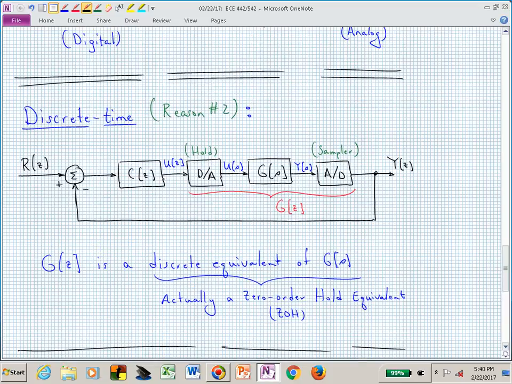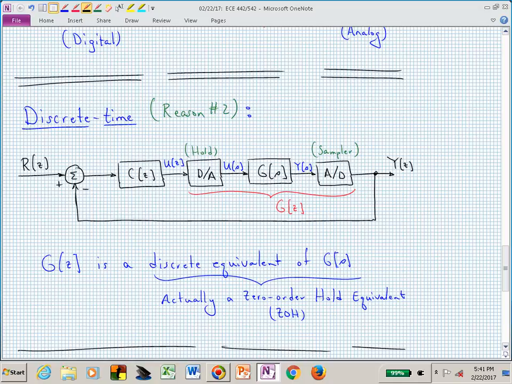Scenario number two is the other piece, which is that we want to take a plant, G of S, into a G of Z, which says that if there's any dynamics going on in that hold device or in the sampler, we need to incorporate that into our transformation from G of S to G of Z. We want to put all of those pieces together into our now available G of Z that we can analyze with or design with.